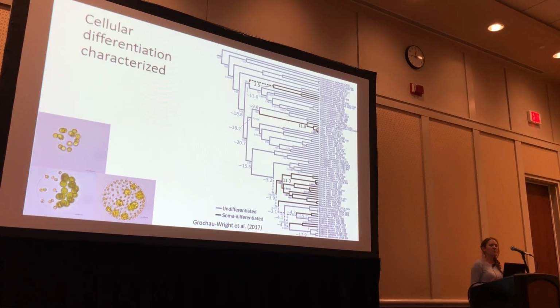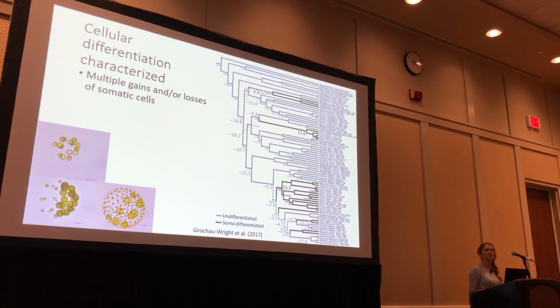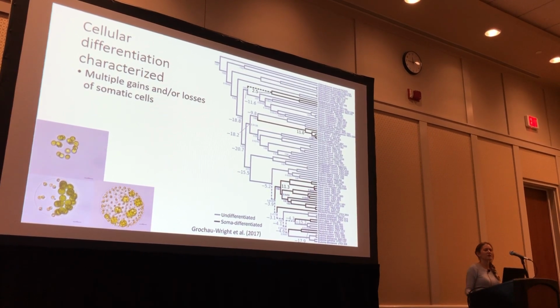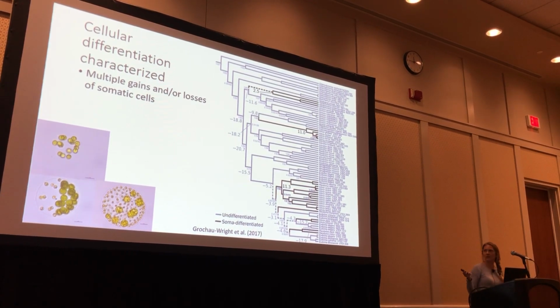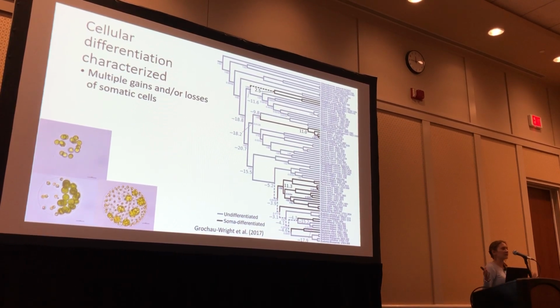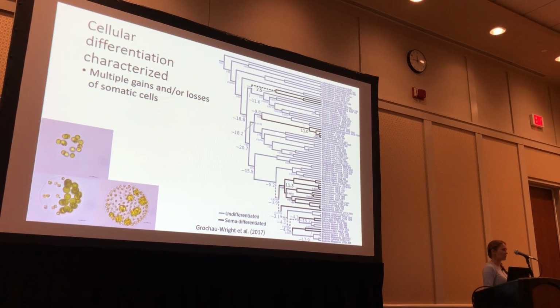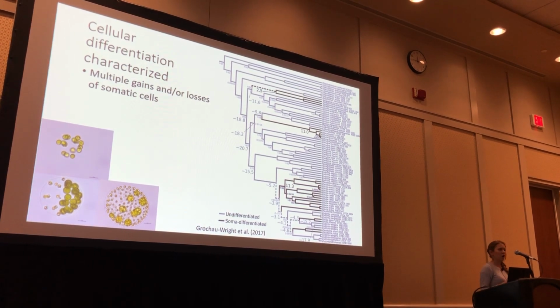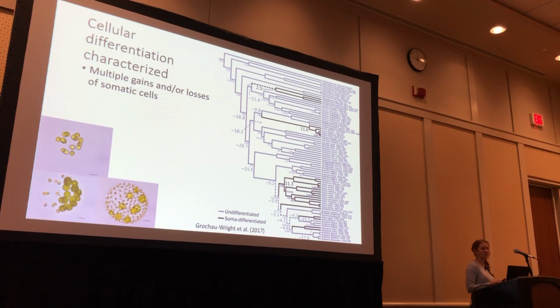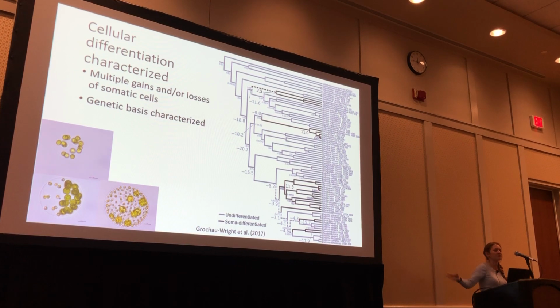Now, cellular differentiation has been well characterized in this clade. There have been multiple gains and/or losses of soma within the volvocine green algae, and you see that by looking at the phylogeny here. So all the species shown in black there are species that are soma differentiated, so they have somatic cells. And all of the species shown in gray are species that are characterized as always being undifferentiated. The genetic basis of somatic cells has also been characterized in this clade. We know a group of genes called the reg cluster may be important for somatic cell development.